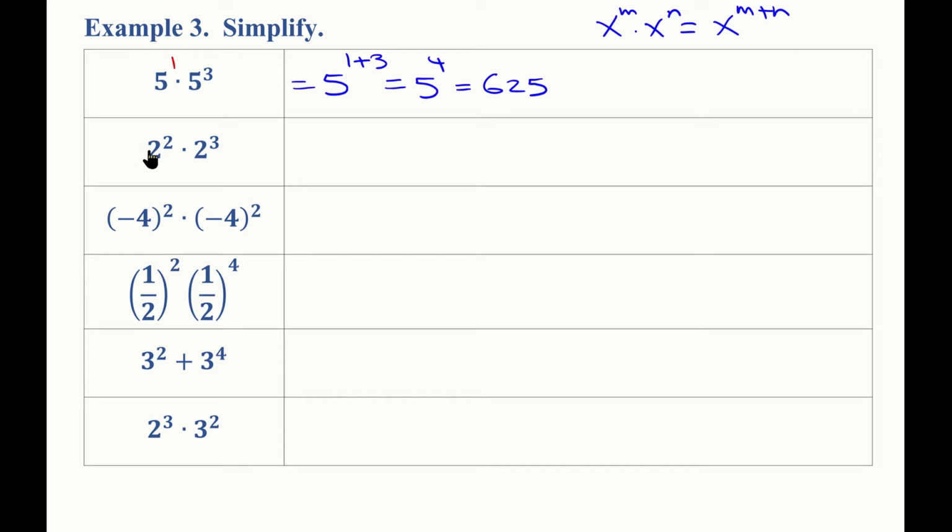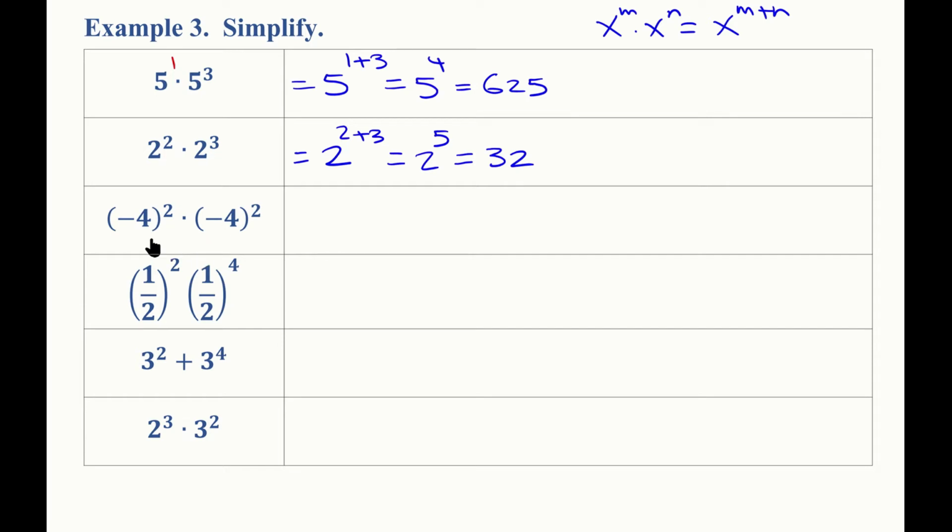For the next one, again, we notice that we have two powers that we're multiplying and they have the same base. So we go ahead and keep the common base and we add the exponents. So we end up with 2 to the 5, which, if you recall from the first set of tables that we looked at, is 32.